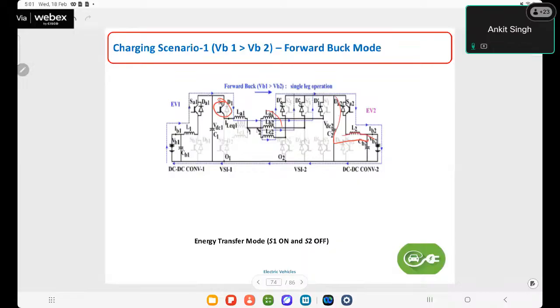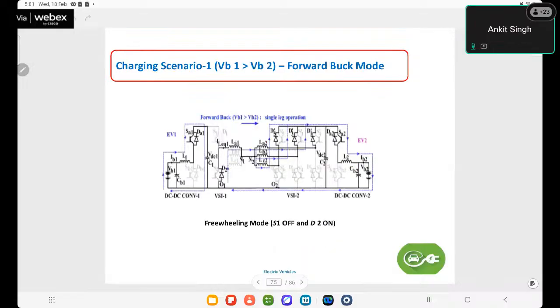And when this switch S1 is off, we can see the body diode of switch S2 will circulate the stored energy in the inductor to the battery. This is the conventional buck converter operation.